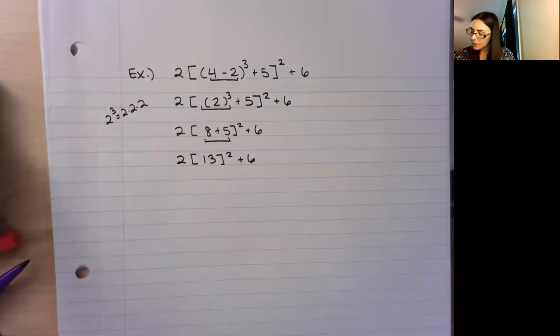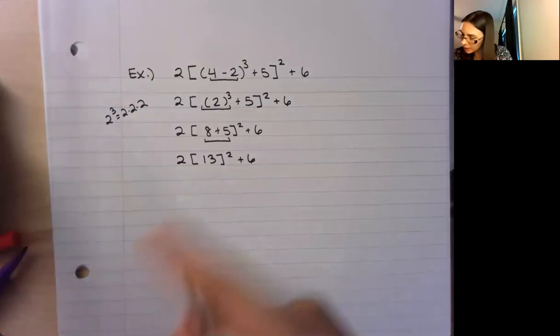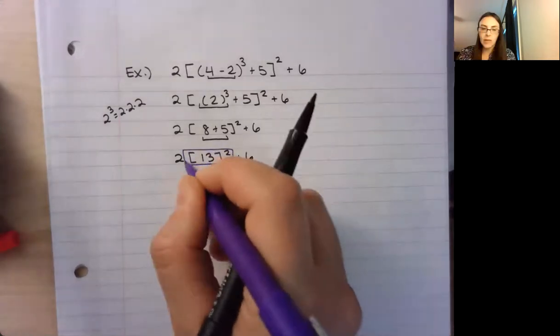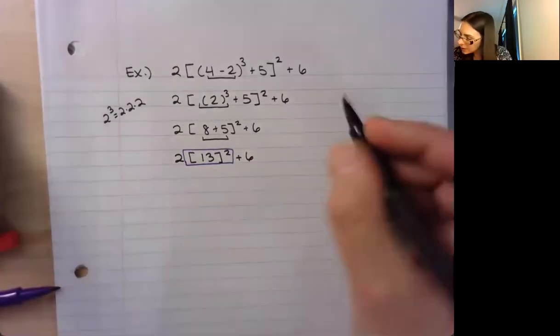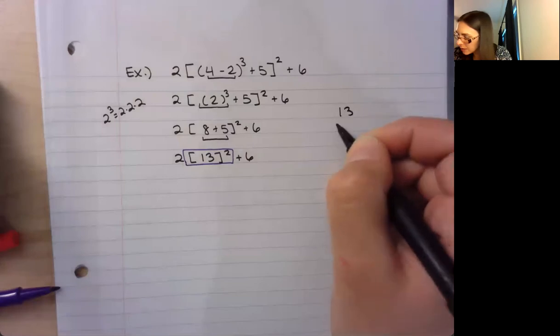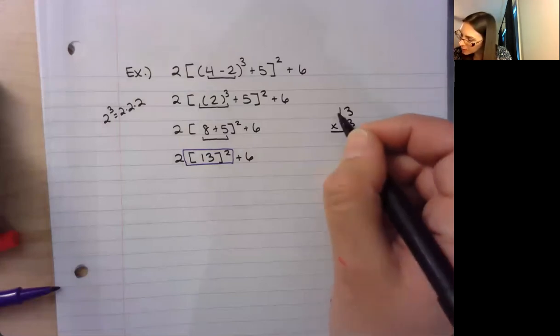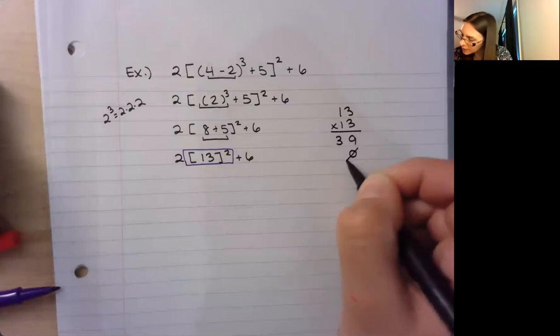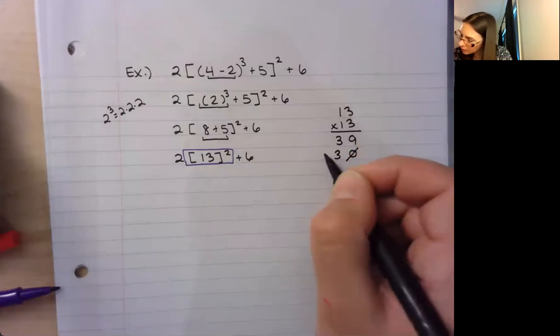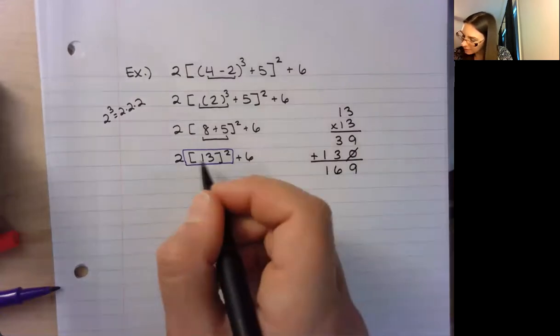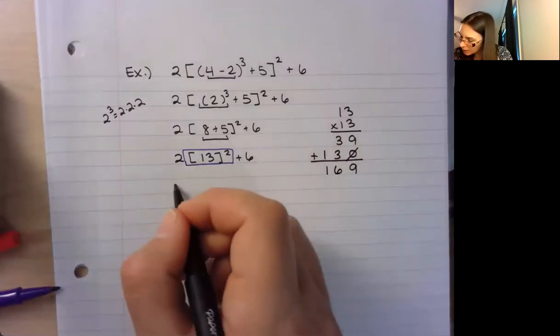I'm going to move on now. And I do see I have exponents here. Let me just change colors for a second. So I do have this exponent piece here, so I'm going to do that next. 13 squared means 13 times 13. 3 times 3 is 9. 3 times 1 is 3. Put my placeholder. 1 times 3 and 1 times 1. So I get 169.